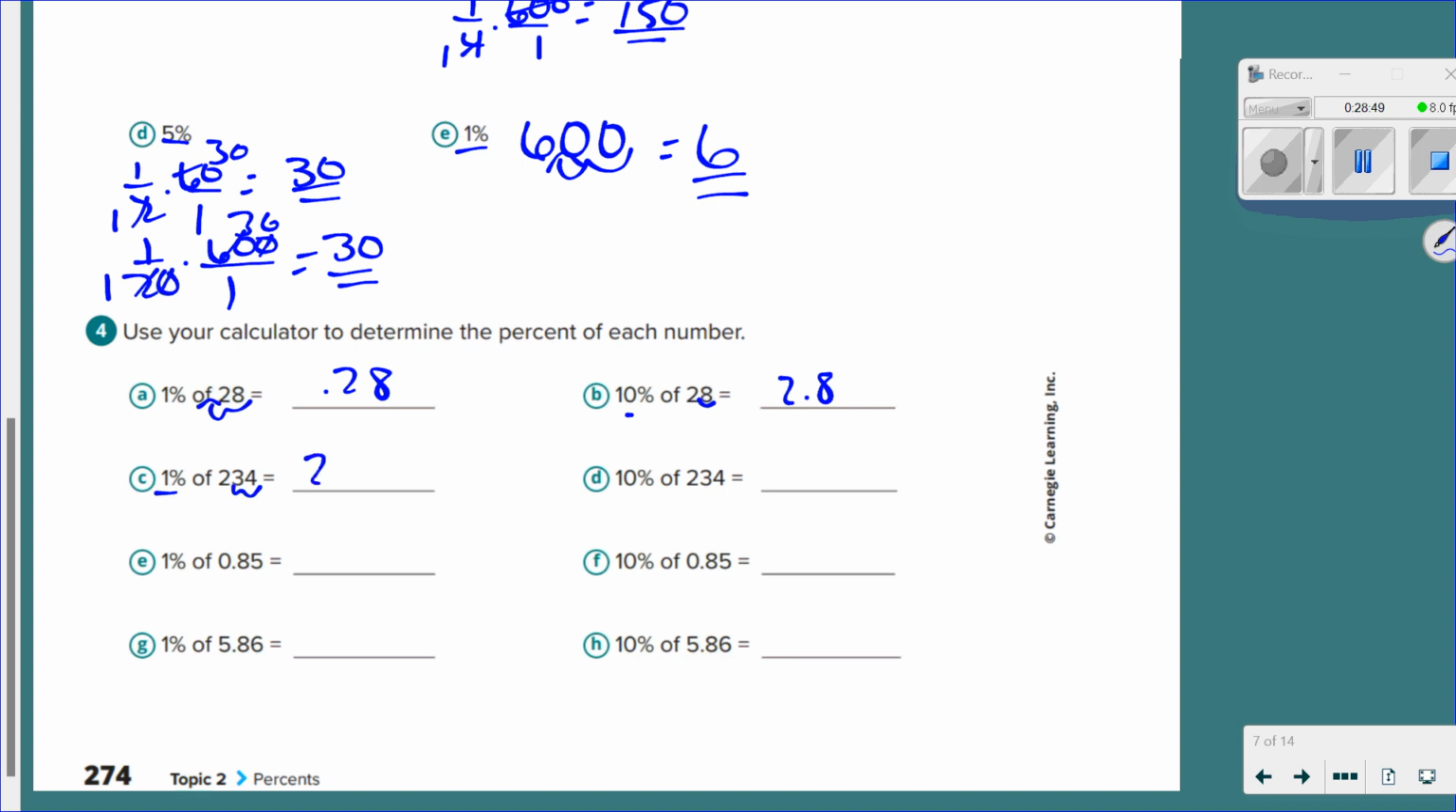1%, I'm moving it twice. So all these, I'm just moving it twice. Remember, empty buckets get zeros. 10%, I'm just moving it once. It doesn't matter where my decimal is. If it's 10%, I'm just moving it once from where it is.